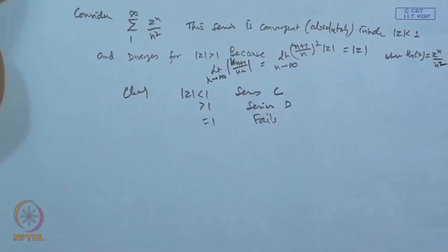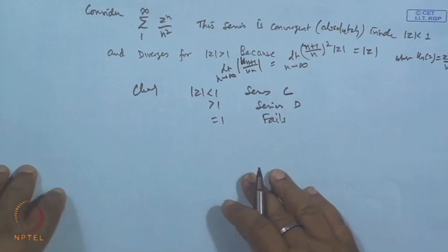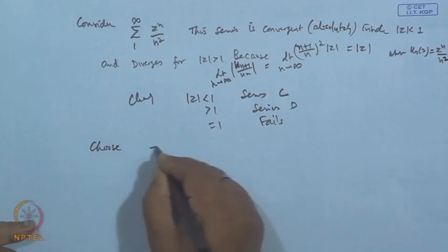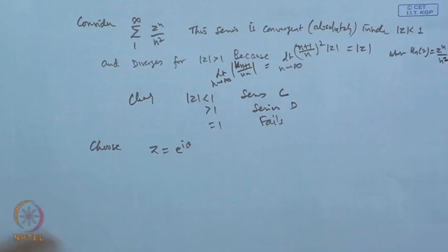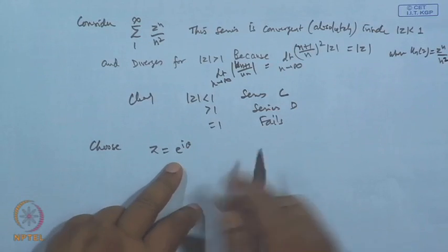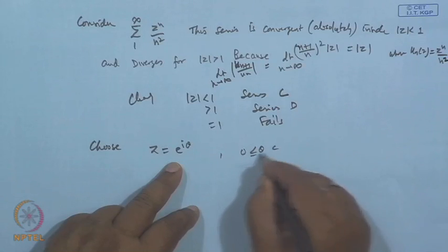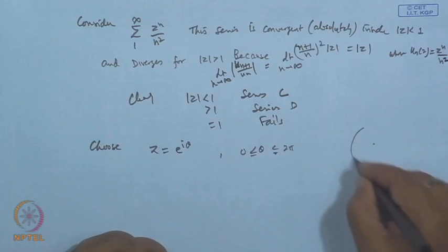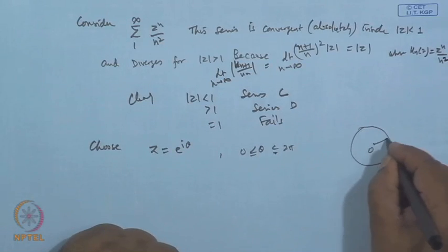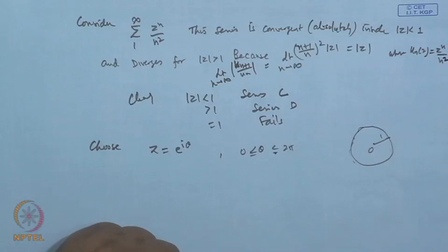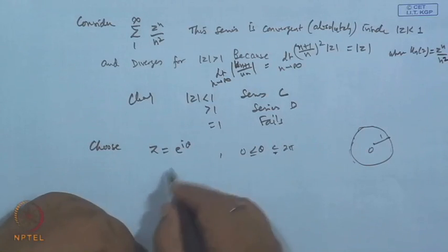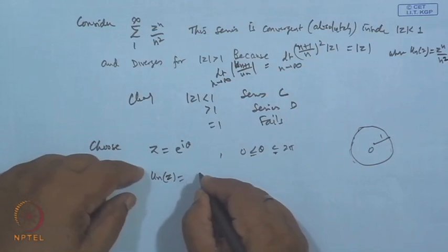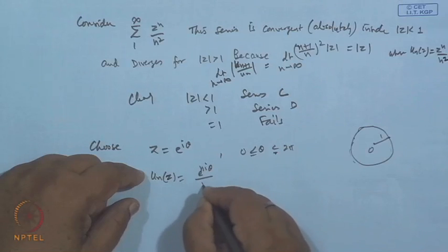Okay. So, let us see that series where it can. Suppose I choose z equal to e to the power i theta, where theta lies between 0 and 2 pi. It is a point lying on the circumference of the circle centered at 0 with radius 1. These are all the points we cover. So, what will be our u_n? The u_n(z) becomes e to the power n i theta by n squared.